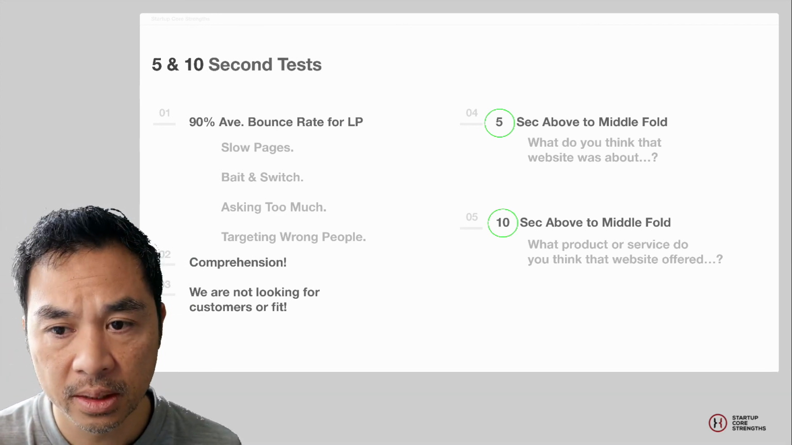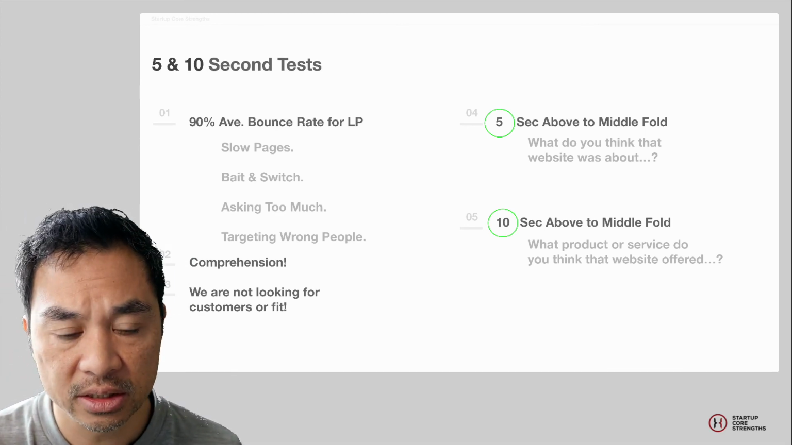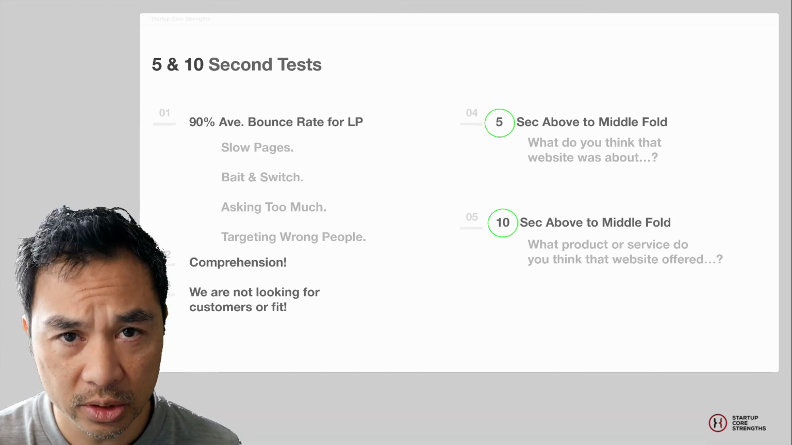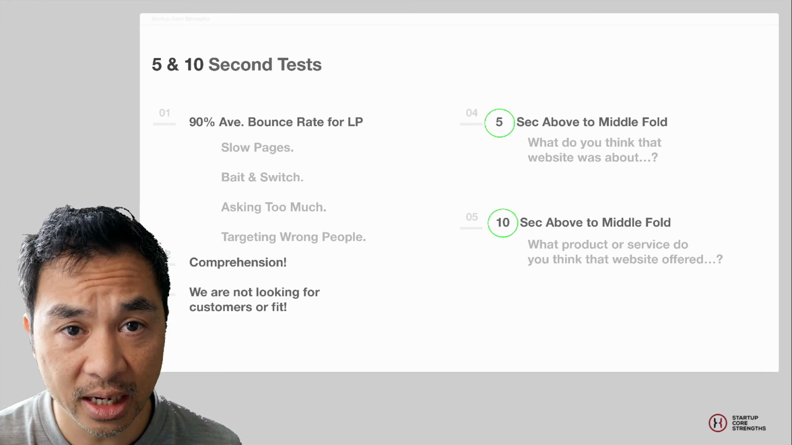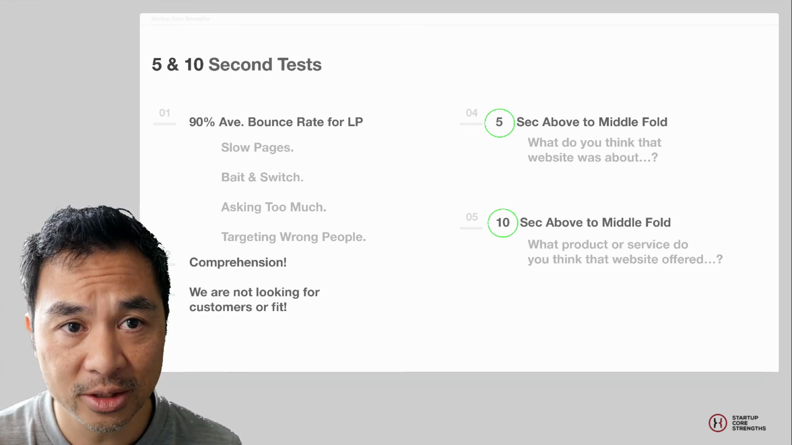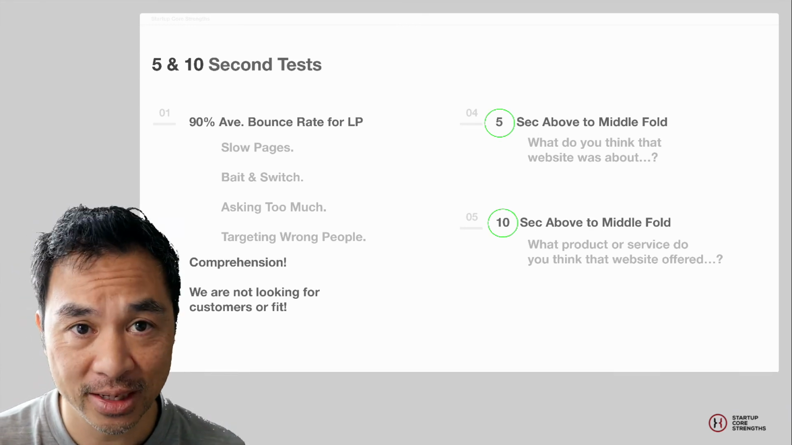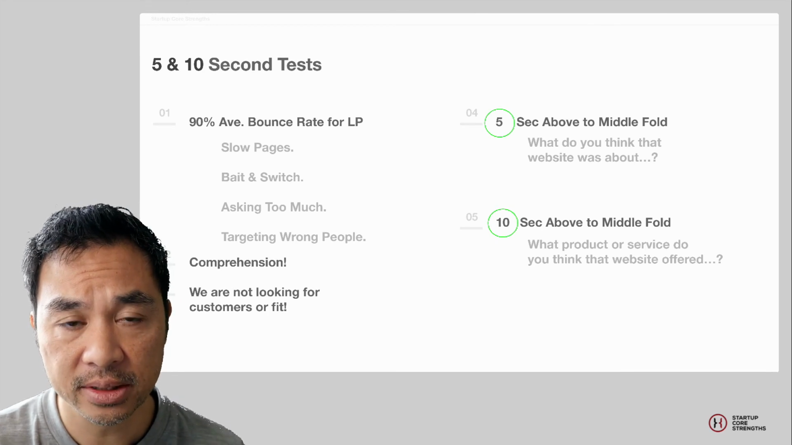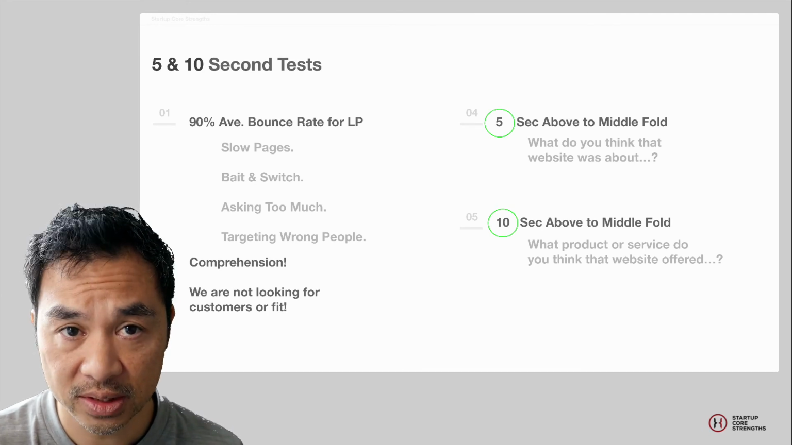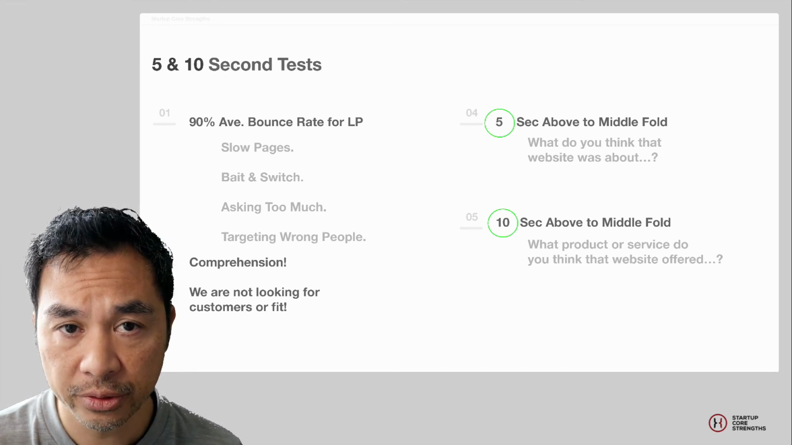Get them on Zoom. They don't have to be a customer, an ideal customer profile, because again, we're not looking to see if someone likes it or would use it, right? We're trying to understand if they comprehend what's on the page. We're trying to minimize that 90% bounce rate. So what you're going to do is give it to them. Don't tell them that you're going to give it to them for 5 seconds, but you're going to give it to them for 5 seconds. You're going to show it to them. Then you're going to take it away.